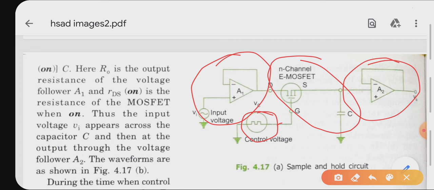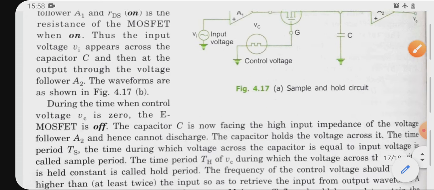In the second case, when Vc is equal to 0, the MOSFET is off, the capacitor is now facing the high input impedance of A2, and hence it cannot be discharged. The capacitor holds the voltage across it. So whatever input signal is applied, it will be sampled and held by the capacitor. So this is the sample and hold circuit.